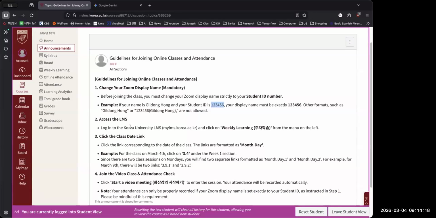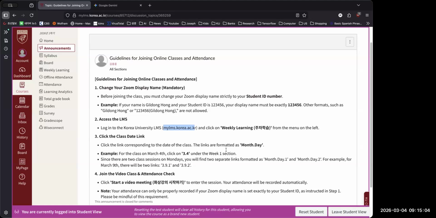Now, once you log into the LMS website, mylms.korea.ac.kr, on the left hand side, you have weekly learning. So please click this weekly learning. If you click it, then you will find many links for the classes. So click the link corresponding to the date of the class. The links are formatted as month.day format. So for example, for today's class, which is given on March 4th, you need to click 3.4 on the week 1 session.